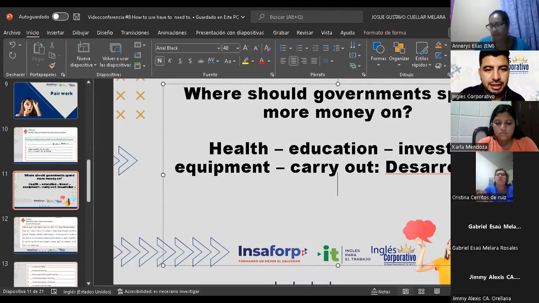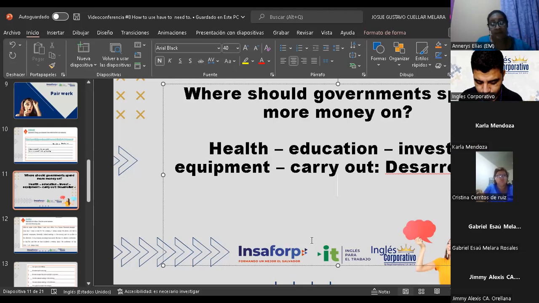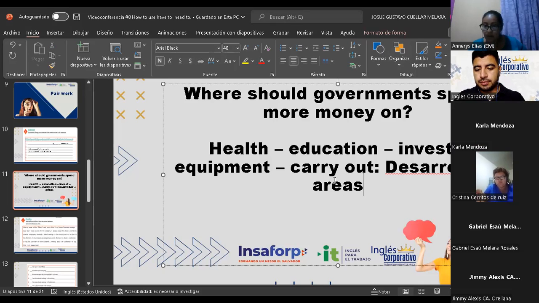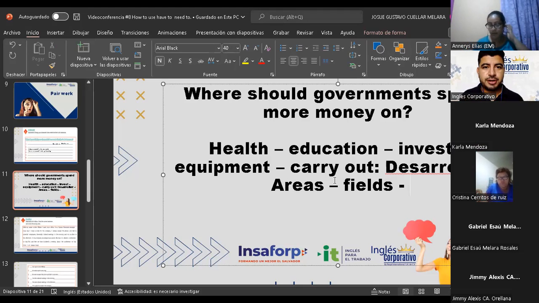Let's move with Marvin, and then we go with Roberto. Okay, investing in education and road structure in the most vulnerable areas. We must also invest in the most marginal areas for the country. Okay, very nice. Yes, I guess there are a lot of areas or fields, que significan campos, different areas or fields where government should put the money. Thank you. Roberto, your turn, and then we go with Christy.